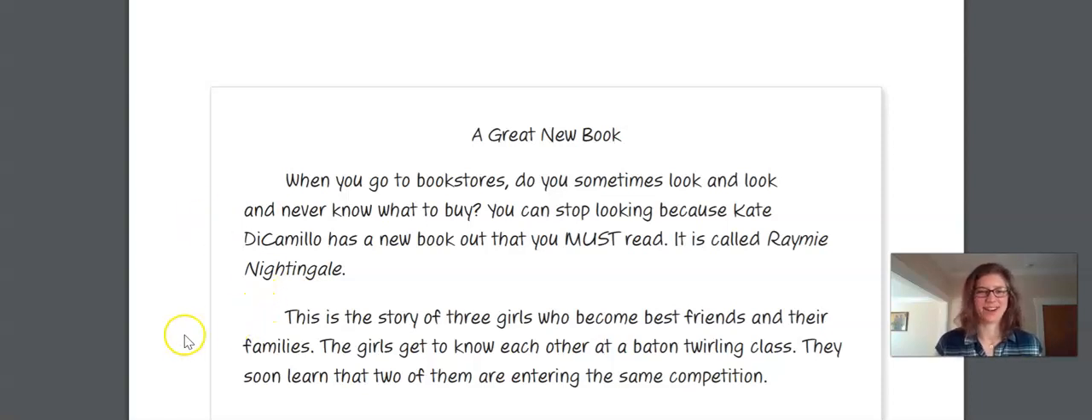Next comes the summary of the book. This is the story of 3 girls who become best friends and their families. The girls get to know each other at a baton twirling class. They soon learn that 2 of them are entering the same competition.